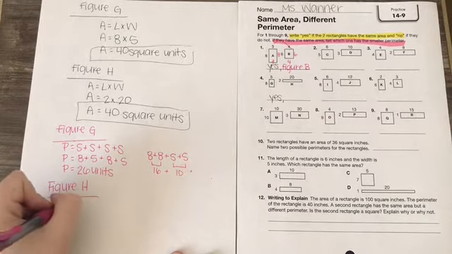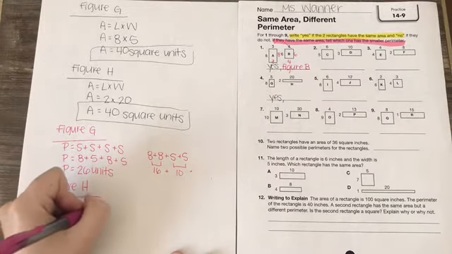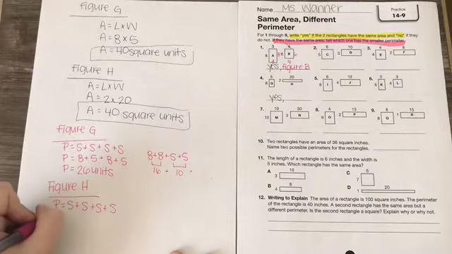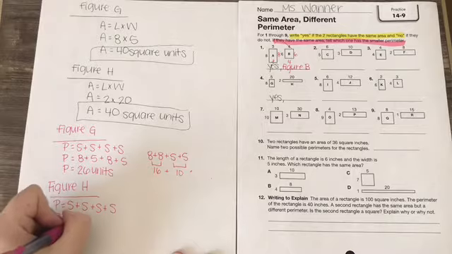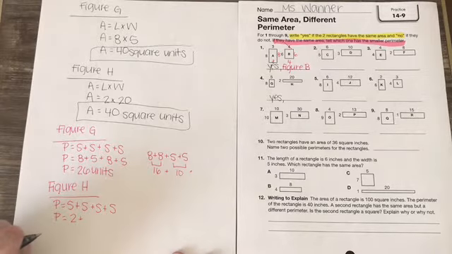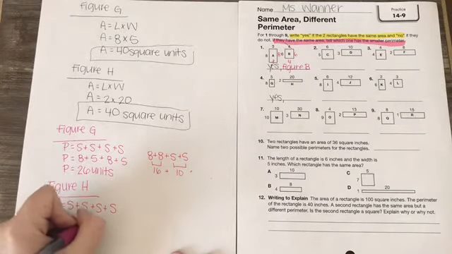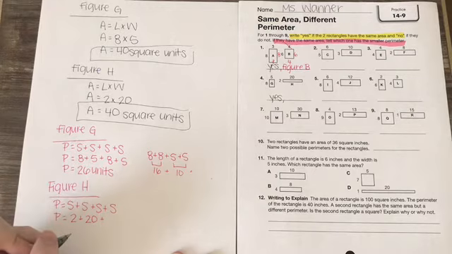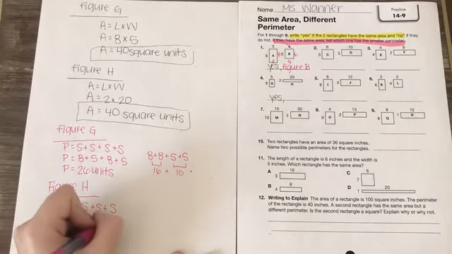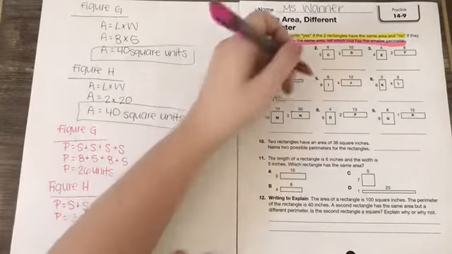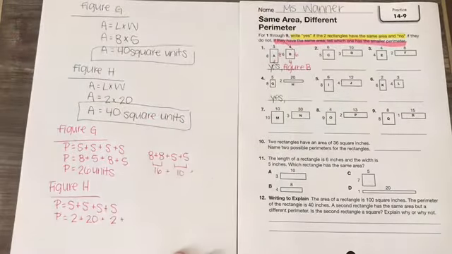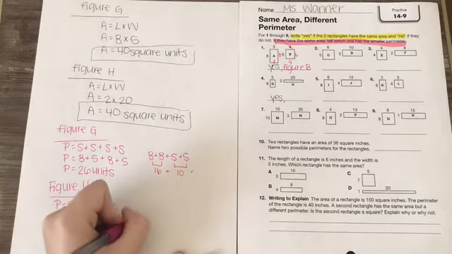Exactly, so we need to write our side plus our side plus our side plus our side. What is the length of our first side? 2. What's the length of our second side? 20. And what's the length of our third side? 2. Okay. And then what's the length of our last side, or this side right here? Yep, it's also 20. Good job.